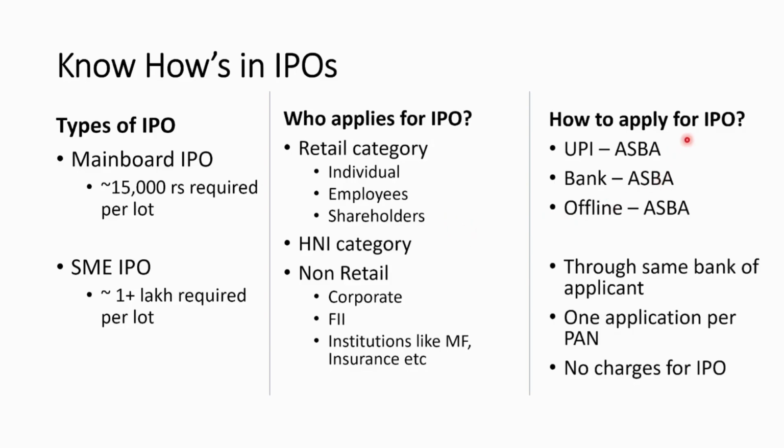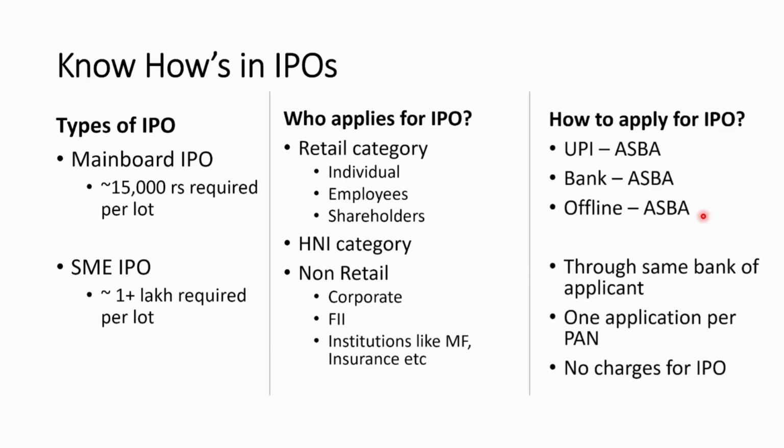And basically we have three types of IPO application process. The latest one we call UPI ASBA, where we use a UPI app to apply for IPO. The traditional way is the bank ASBA. It's an online method, where you use the net banking page of the bank to apply for IPO. And even before that is offline ASBA, where you need to print the IPO application form, fill it and submit it back to the bank.